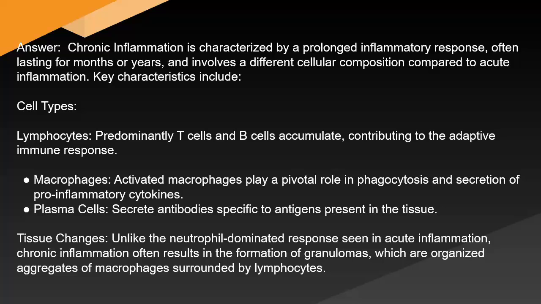Key characteristics include cell types. Lymphocytes: predominantly T cells and B cells accumulate, contributing to the adaptive immune response. Macrophages.